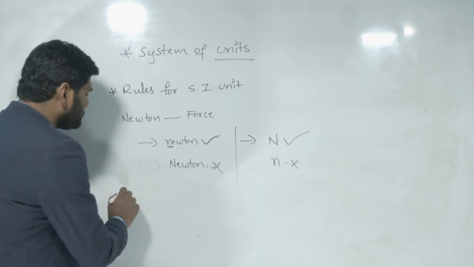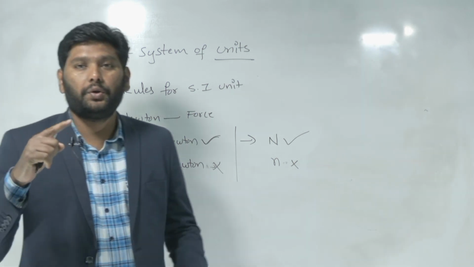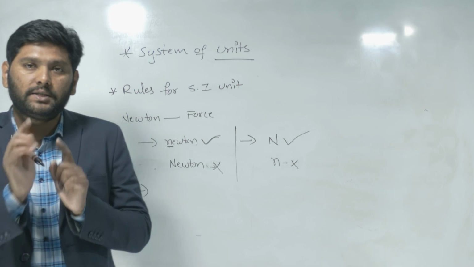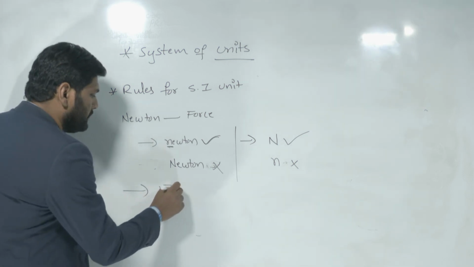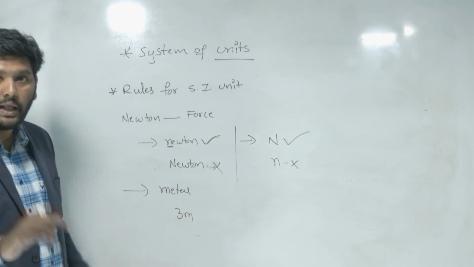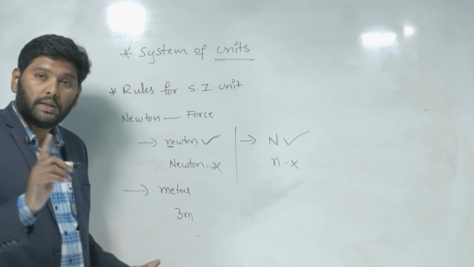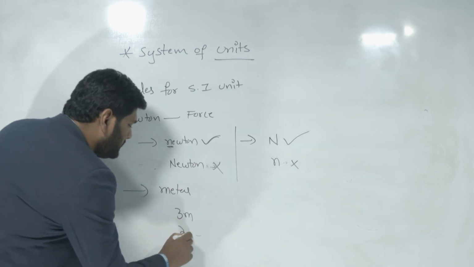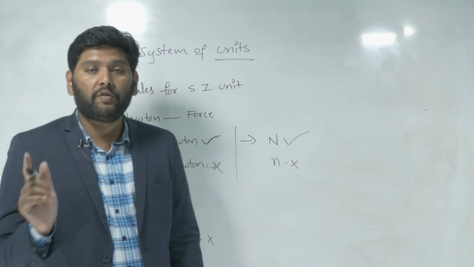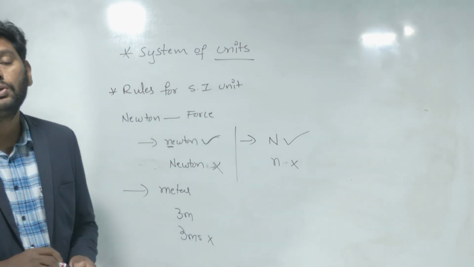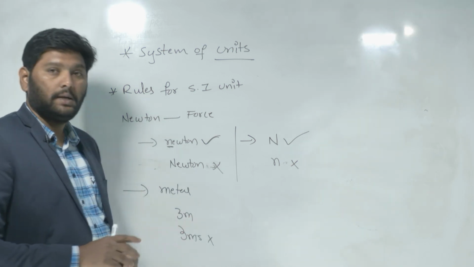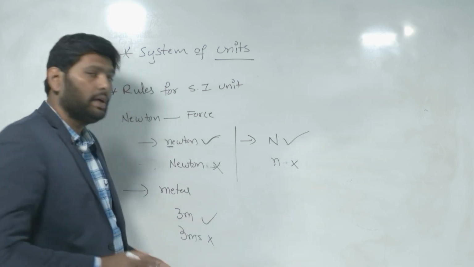Every time you write about a unit, you should not give the plural form. For example, meter is a unit, and 3 meter is a length. You are supposed to write only 3 meter. You cannot write 3 meters. This is incorrect. You cannot give a plural form in the SI system, only the singular form.